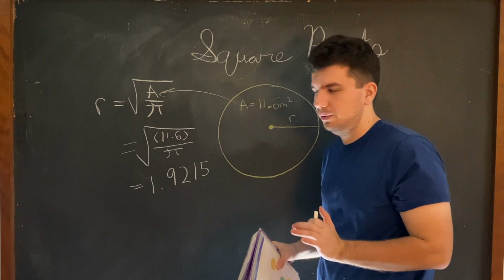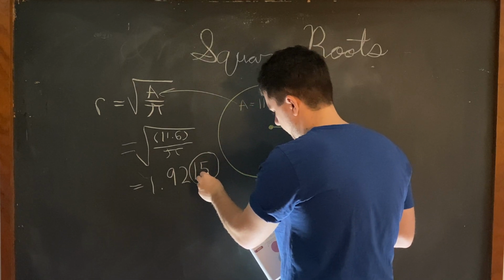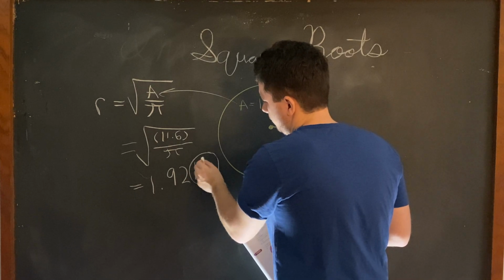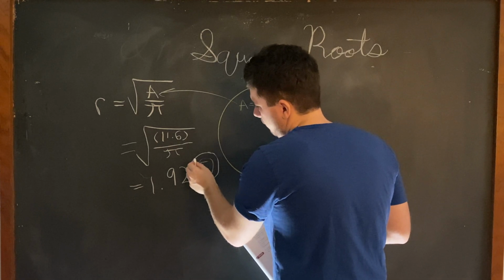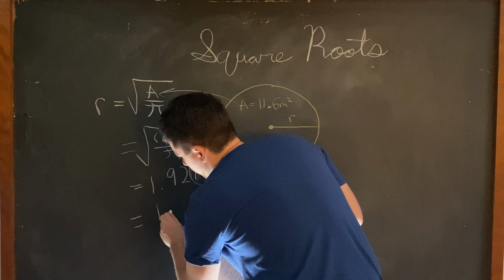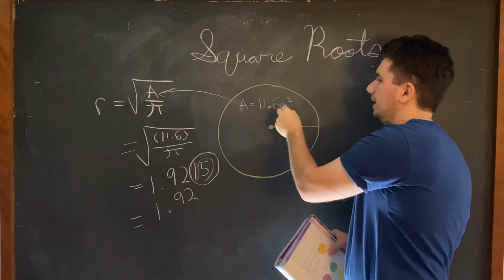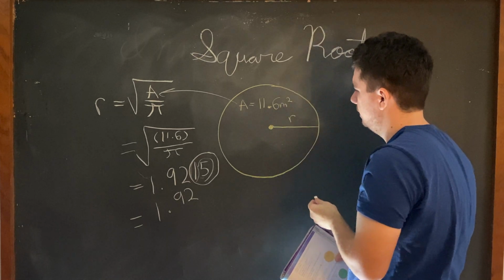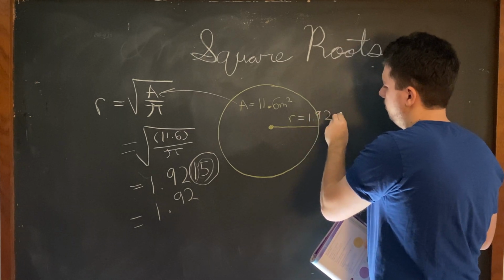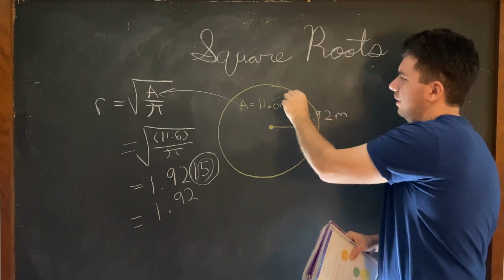I can see at the end here I have a 1 and a 5. The 1 is going to be lower than 2, and the 5 doesn't really matter, because the 5 would only translate that 1 into a 2. So we're going to leave this as 1.92. When we calculated the area, we were in meters squared, but when we find the radius, the radius is going to equal 1.92 meters. So no more squared, because when we take the square root of the area, that gets rid of the square.